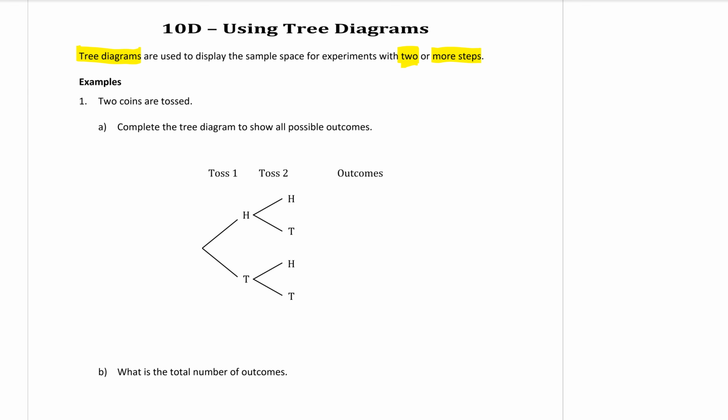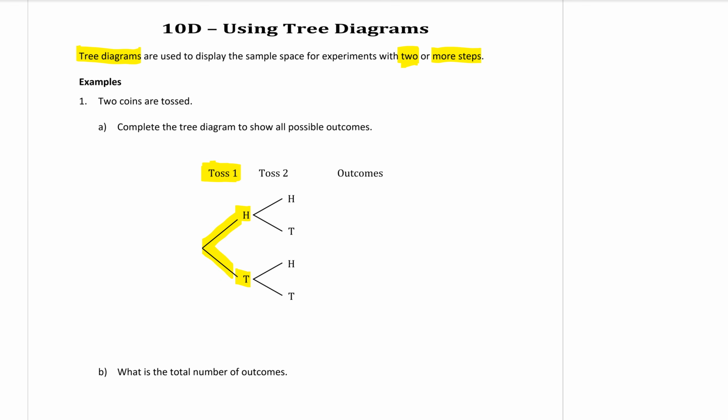Example number 1, 2 coins are tossed. We did this question with the array last lesson. So using a tree diagram to do it. It says complete the tree diagram to show all possible outcomes. So the 2 steps in your experiment is the first time that you toss the coin. So the first time that you toss the coin, you can get a head or a tail. So you list the possibilities underneath each other like this, and you have these branches.